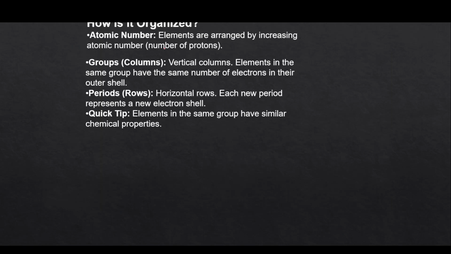Okay, now let's talk about the periodic table. In the periodic table, elements are arranged by their increasing atomic number. Again, atomic number is just the number of protons. There are groups, which are columns, and periods, which are rows. Elements in the same group have the same number of electrons in their outer shell. Each new period represents a new electron shell, like this, then this, then these are shells or orbits. Elements in the same group have similar chemical properties.